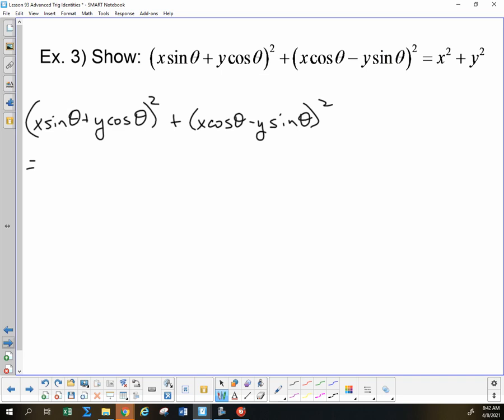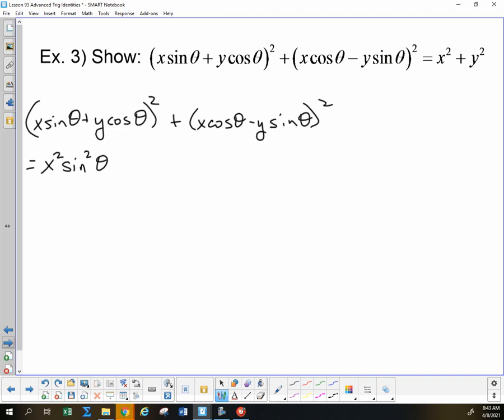Yeah, we really don't have much choice. The only thing we can do is basically FOIL everything out, expand it all out, and then see where we are. So x sine theta times x sine theta will give us x squared sine squared theta. And please proofread as I'm writing that, that I don't leave out any exponents or signs or get anything wrong in there.